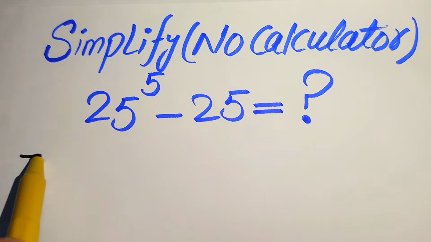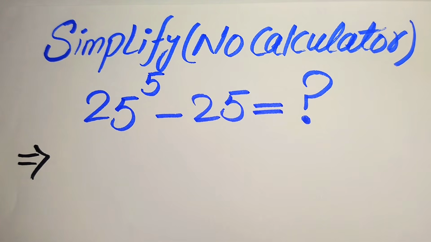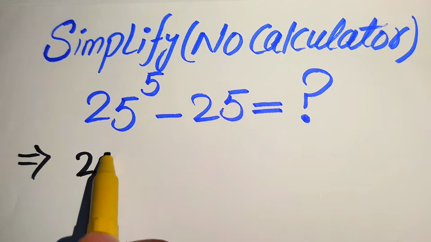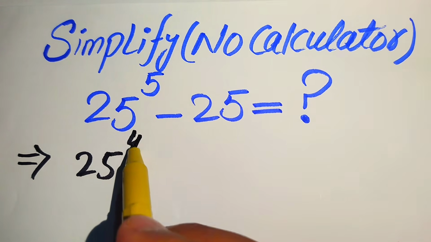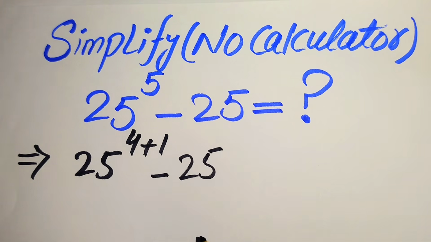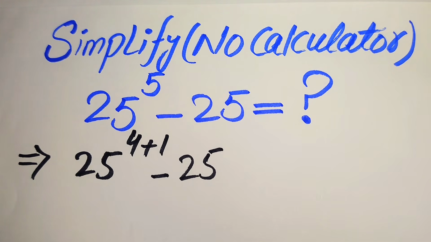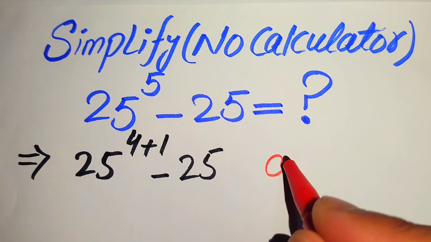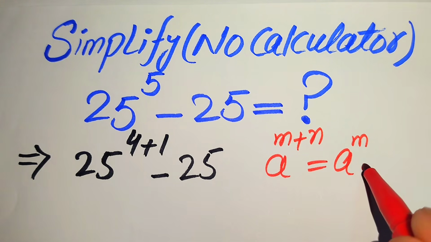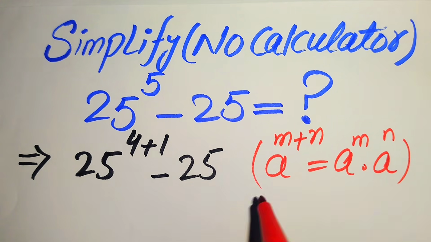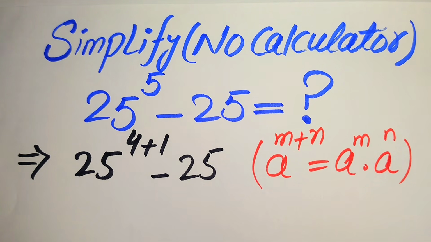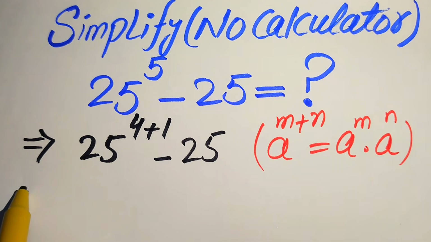And now we move towards the solution of this problem. So the very first step we are going to do is first we need to focus on the exponent of this term, and the exponent of 25 is 5, so we break it in the form of 4 plus 1, and minus 25. And here we use the nice algebraic formula. You know about that: if we have a to the power of m plus n, it is equal to a to the power of m multiplied by a to the power of n. So according to this exponential rule, we break these two exponents in this form.